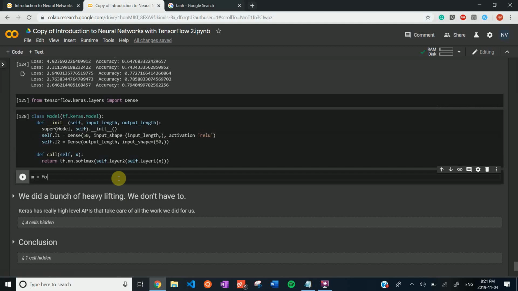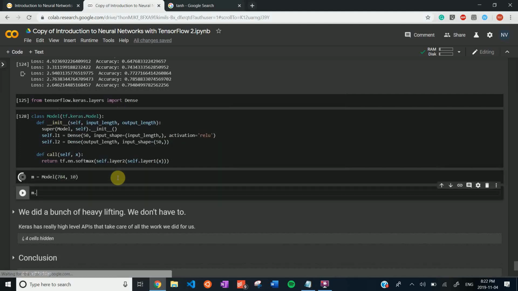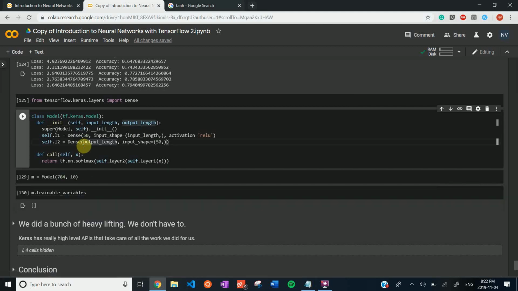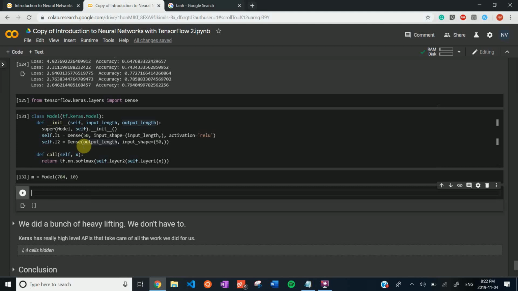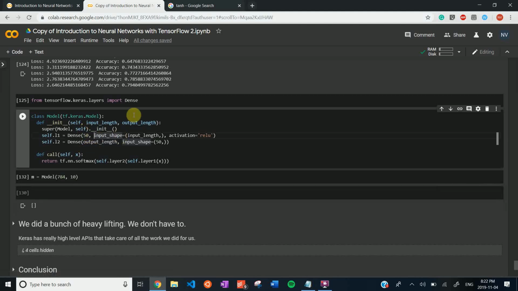One nice thing is if you call this model with 784 and then 10, you automatically get these trainable variables. Oh, okay, it only creates them upon the first call. Okay, I'll show you guys that a little bit later. Cool, so this works exactly the same as what we were working with before.